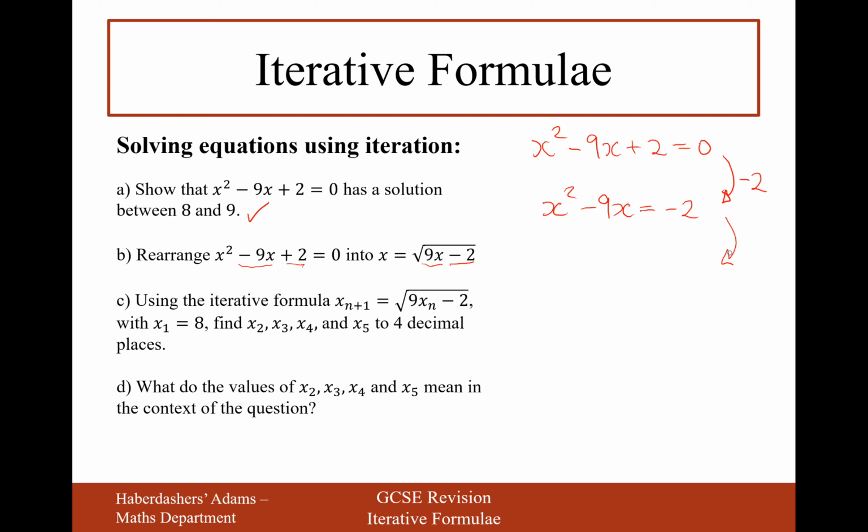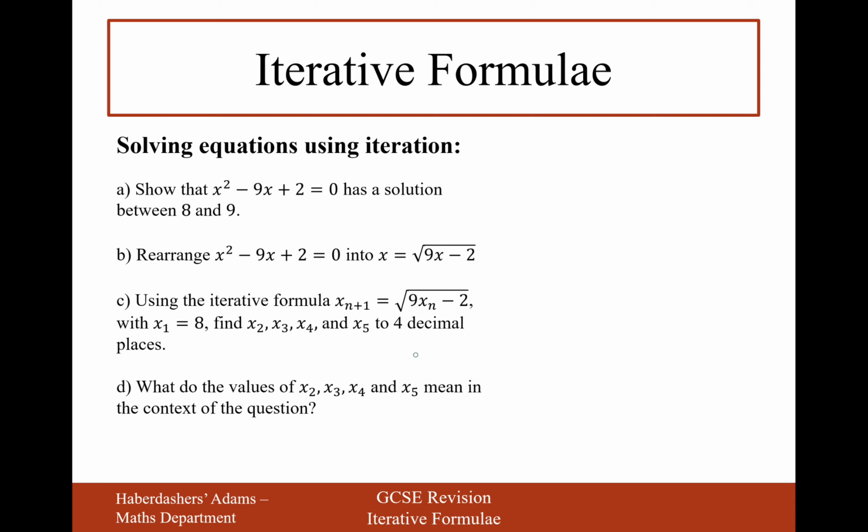And the next thing we'll do is add 9x, so it'll be x squared equals 9x minus 2. And the next thing we'll do is the square rooting, because it looks like that's what the formula wants us to do. So we square root both sides now, and it's going to be the square root of 9x minus 2. And there we are. That's the answer to part B. That's how you do it.